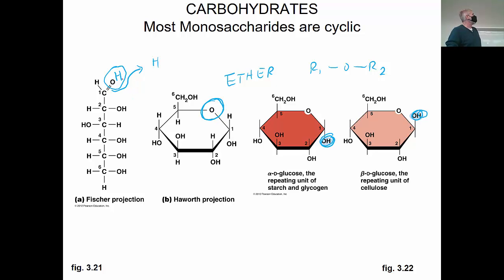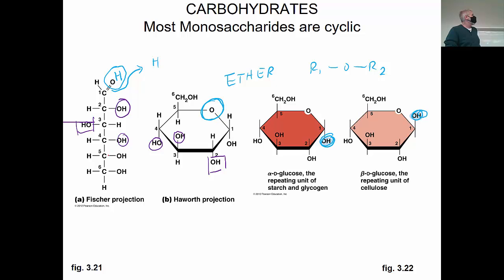If we take our molecule and we count around the carbons on the ring, the way our Fischer projection works is everything to the right ends up below the plane of the ring. So carbon 2, below the plane of the ring. Carbon 3 is on the left, so that's above. Carbon 4 to the right, below.